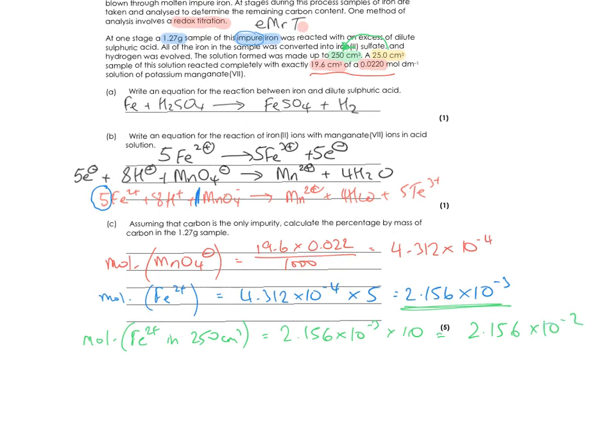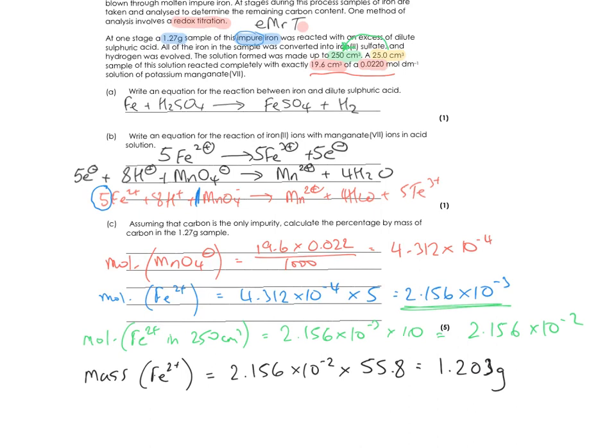And then we can work out the mass of iron that gives us. So the mass of Fe2 plus equals the moles, 2.156 times 10 to the minus 2, times the Mr of iron, which is 55.8, and that gives you 1.203 grams.